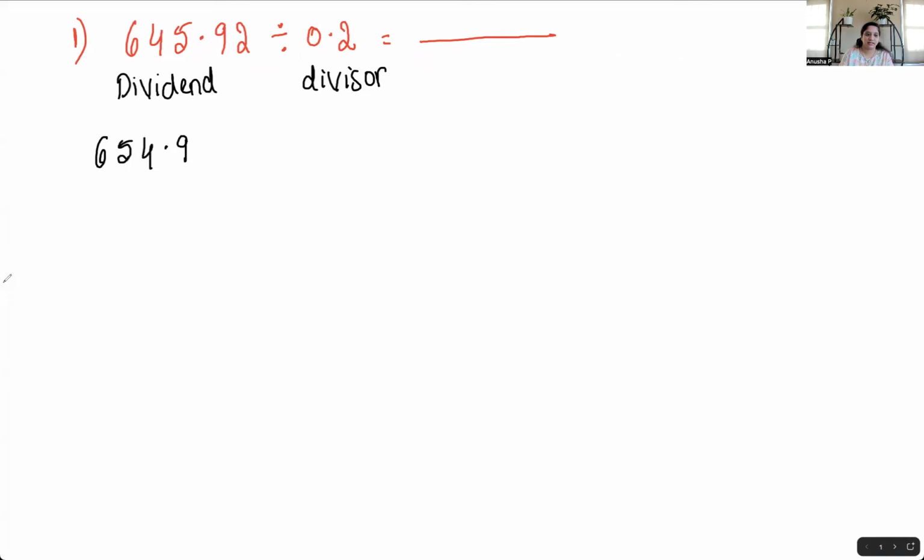645.92 divided by 0.2. Because in the divisor we have a decimal number and we have one decimal place. Decimal place is nothing but after the decimal point, how many digits you have. In this case, we have one decimal, like 2. After the decimal point, you have only one digit, 2.